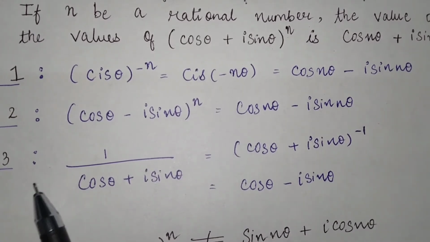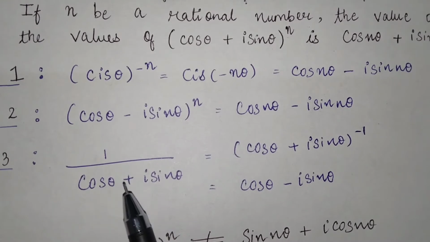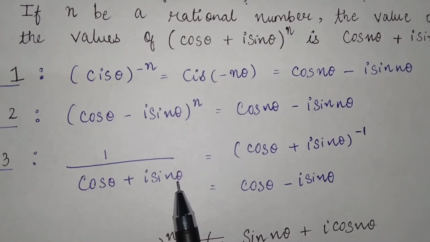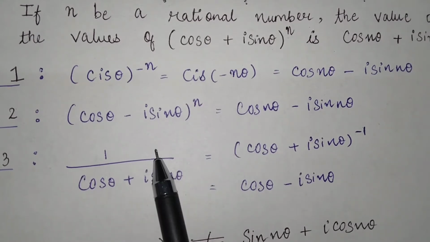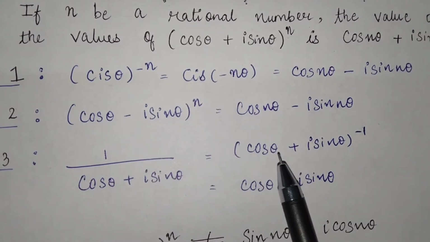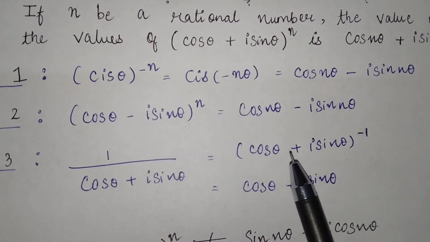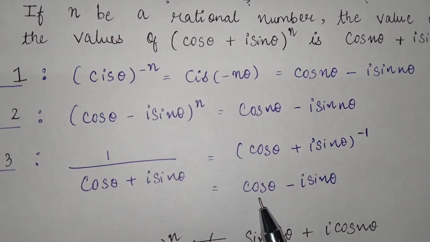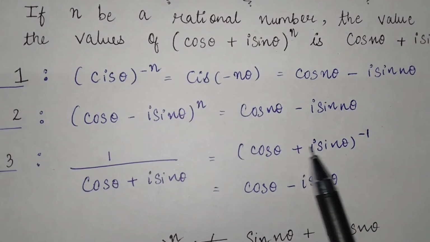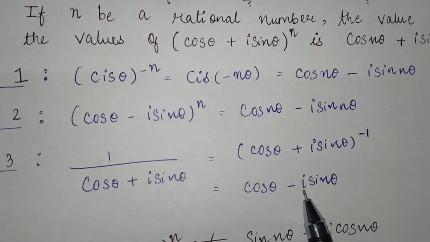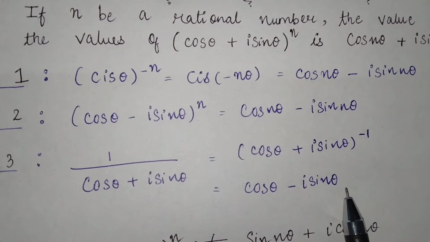And corollary 3 is: 1 upon cos theta plus i sin theta is given. Then if we take it in the numerator, we get (cos theta plus i sin theta) raised to minus 1. And if we multiply this minus 1 inside, then we get cos theta, and the sign will change to minus, so minus i sin theta.